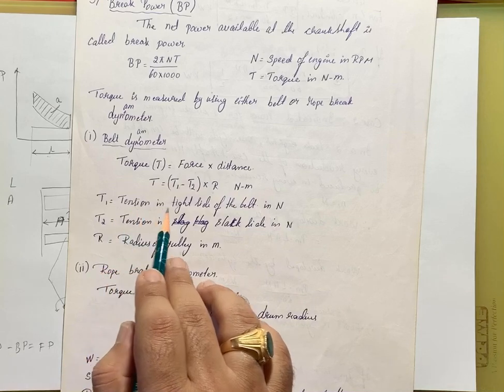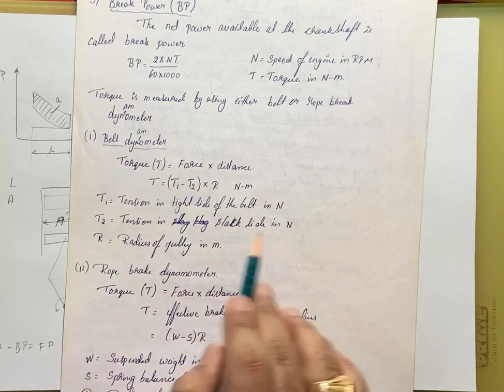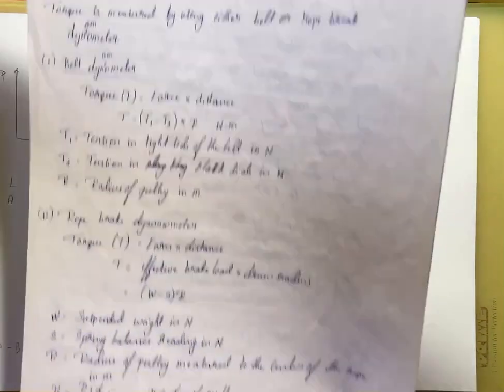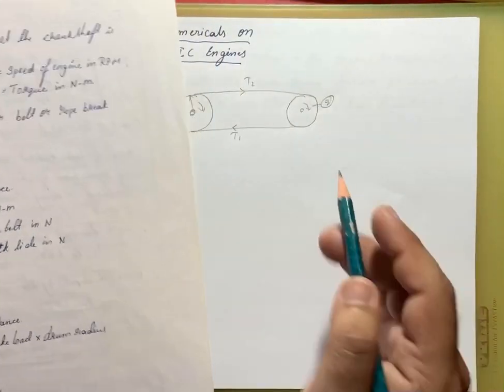That is, T1 is the tension in the tight side of the belt, T2 is the tension in the slack side of the belt, and R is the radius of the pulley. Next we have the rope brake dynamometer, right? The rope brake dynamometer is like this.